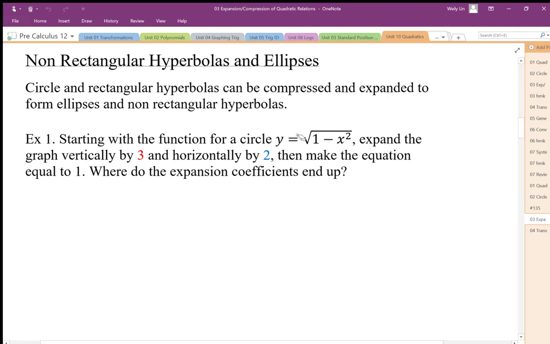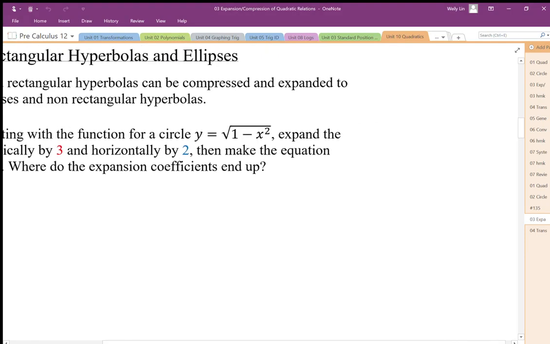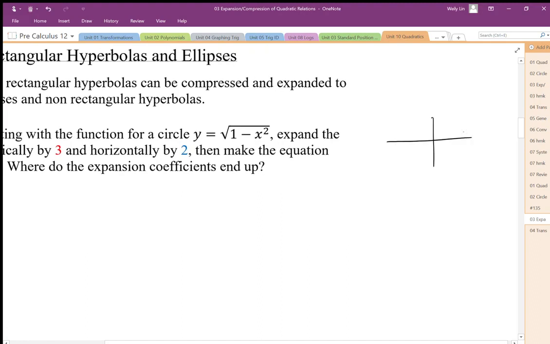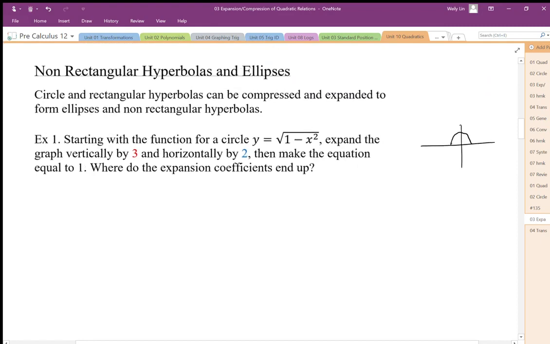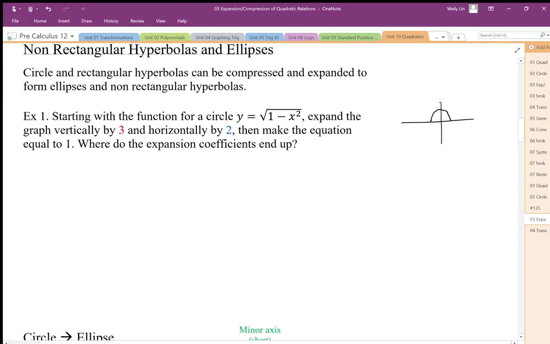Take the circle function, y equals the square root of 1 minus x squared. This is a semicircle with a radius of 1, so it's basically going to be the half circle. We could do the plus or minus if we wanted to, but we'll just start with a half circle so that it's easier. If we were going to vertically expand this by 3, it would look like this.